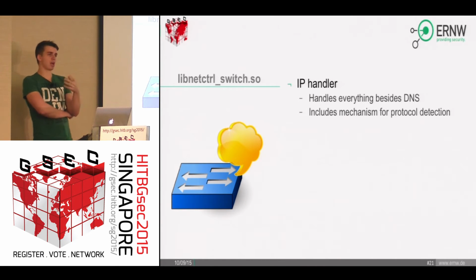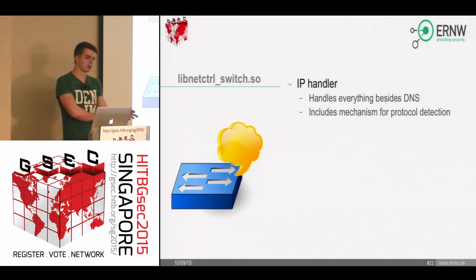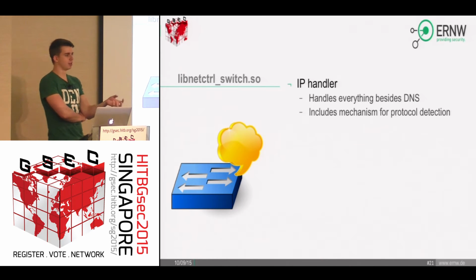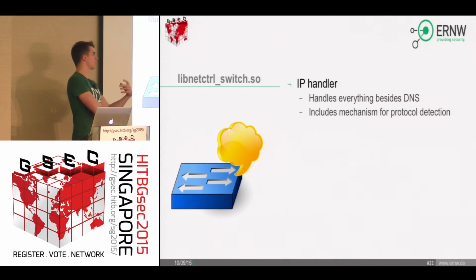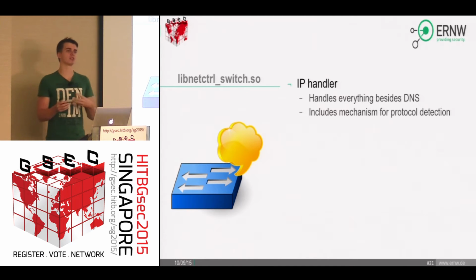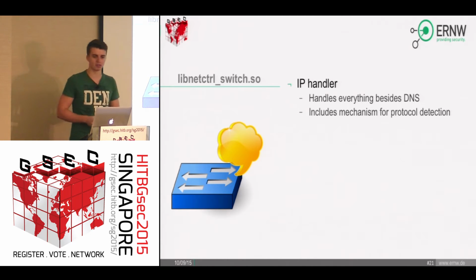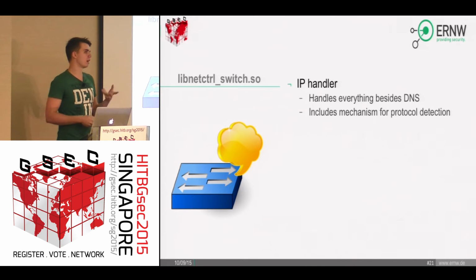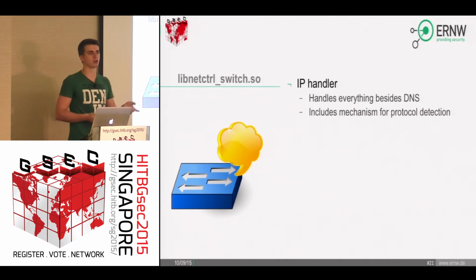But the IP handler is much more interesting. And one interesting property of this handler is that they have a mechanism for protocol detection, because you have to imagine they can't simply perform protocol detection based on the destination port. That wouldn't work in most cases. So instead, they have to somehow detect the protocol by looking at the payload.